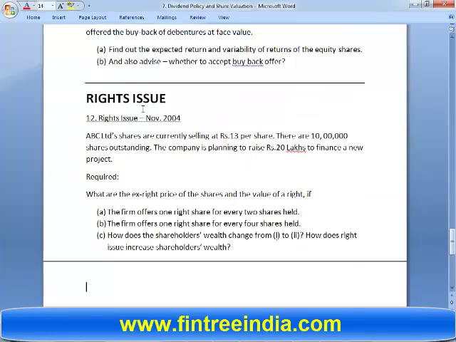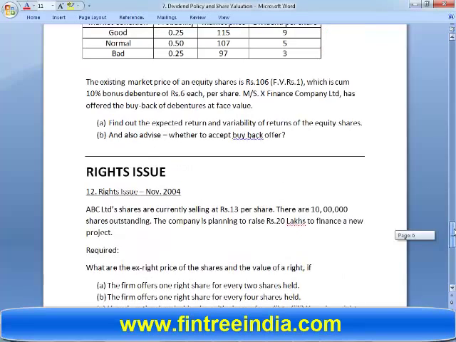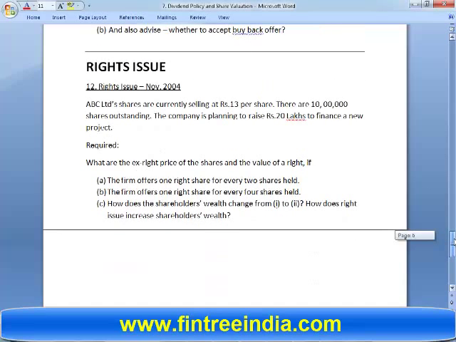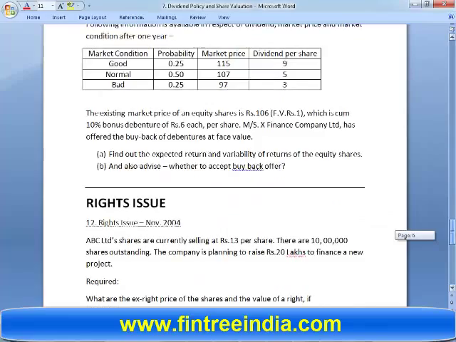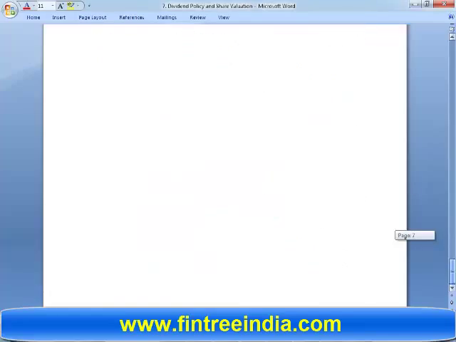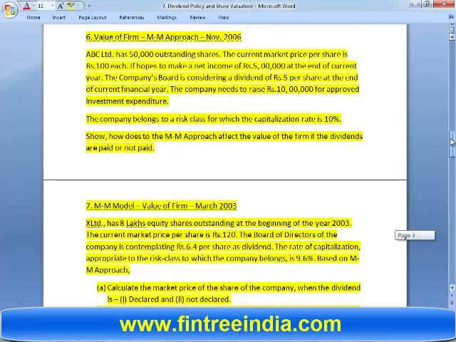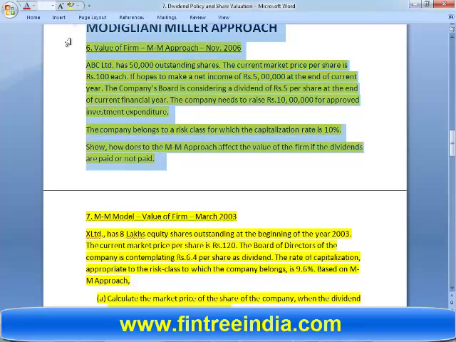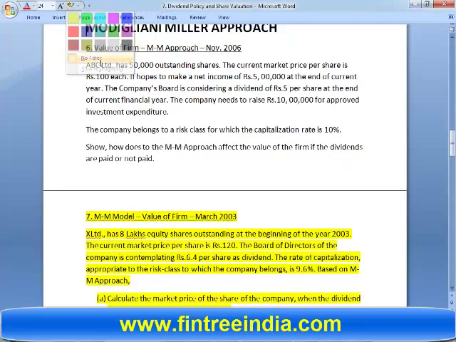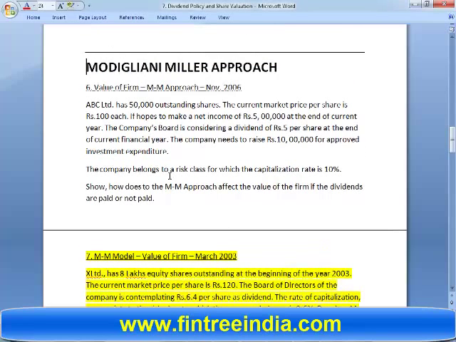We have to do one more question on buyback. Let's solve the sixth. Value of firm using MM approach.